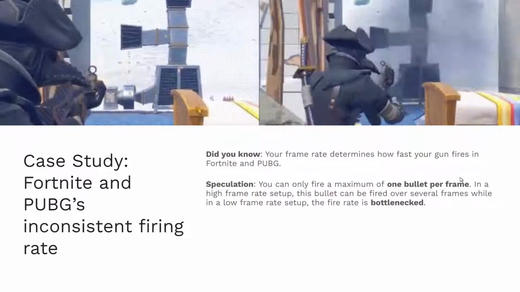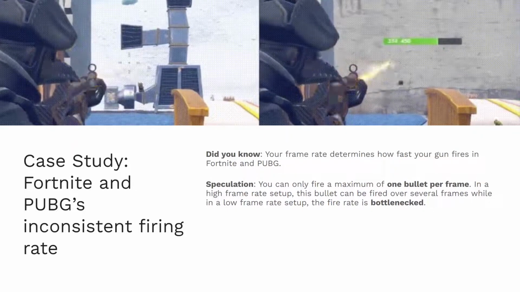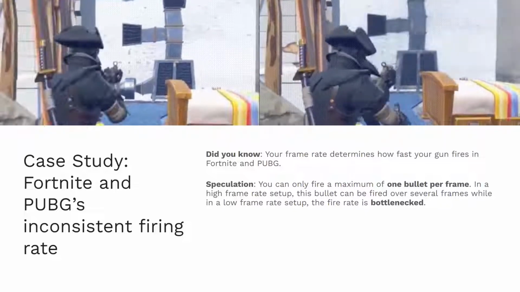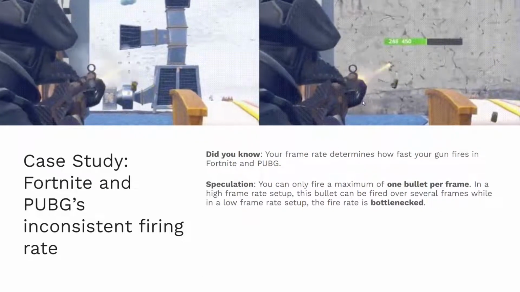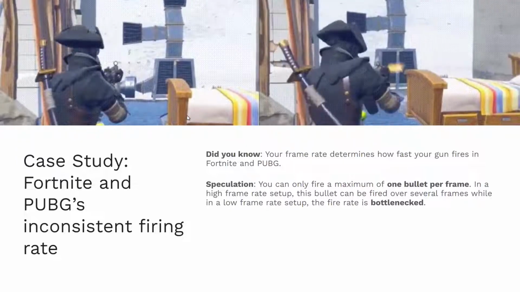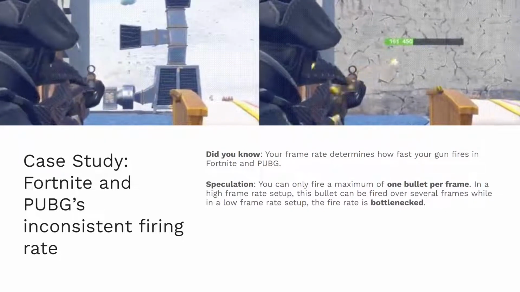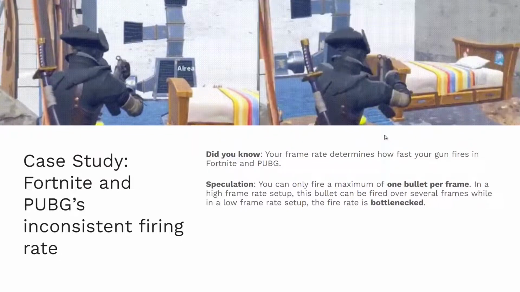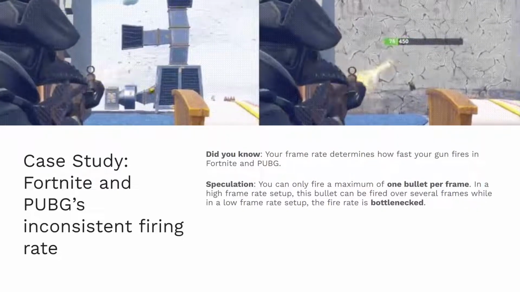And another case study is also quite interesting. Your frame rate actually determines how fast your gun fires in Fortnite and PUBG. The lower frame rates will bottleneck how fast you fire. So if you look at the animation here, on the right the game is running at 300 frames per second, and the left is 30 frames per second, and you can see that it's slightly faster. You can fire slightly faster when you're running at 30 frames per second. And this is not significant when you look at it, but it gives people a competitive advantage.